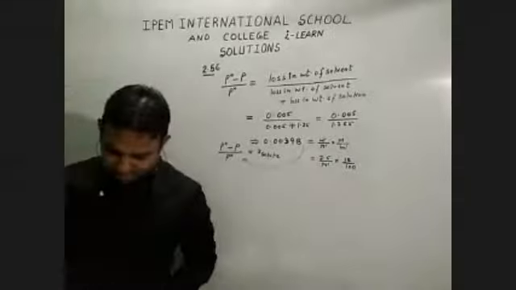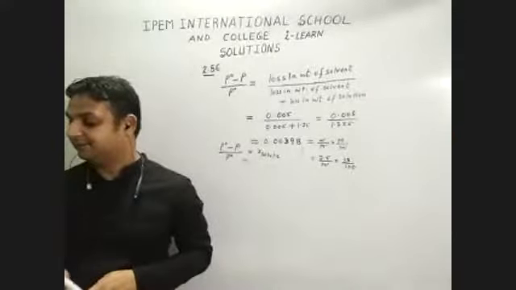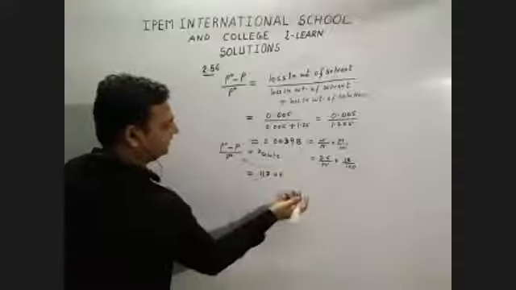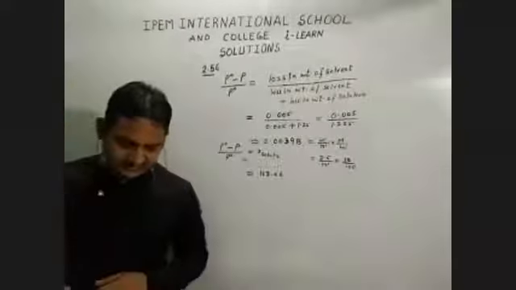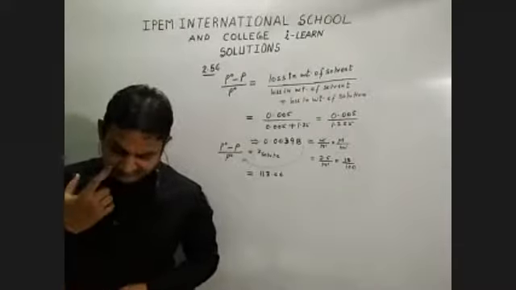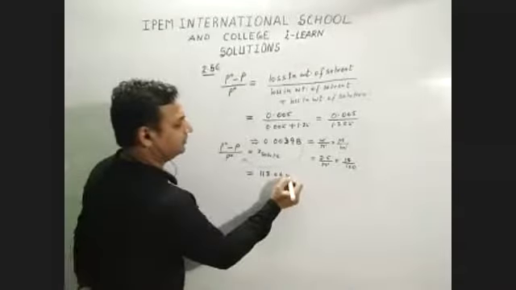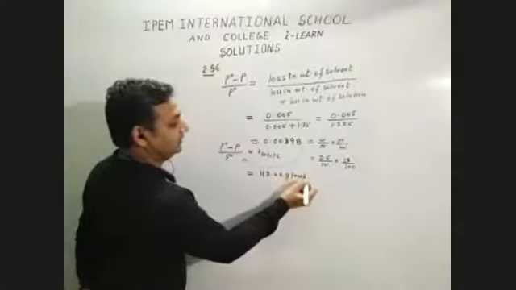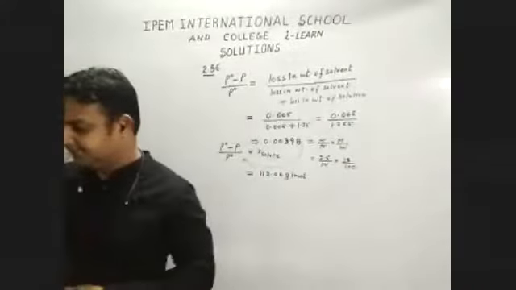113. It is matching. 113.06. It is coming or not? Exactly 113 it is coming. 113.06 gram per mole is the answer. Put this value and find it out if it is coming or not. All right.